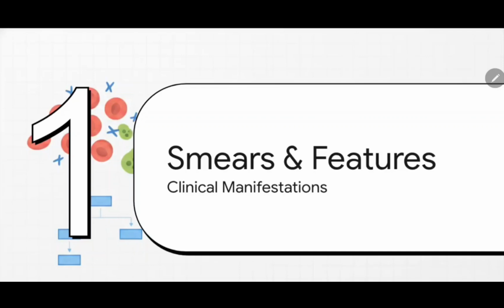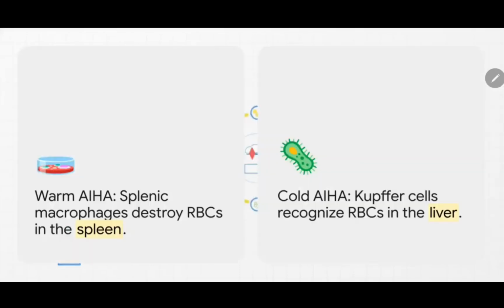Section 4. Smears and clinical features. Let's shift our focus to what is actually happening at the cellular level. This is a massive conceptual point, so pay attention. Where are these RBCs actually dying?